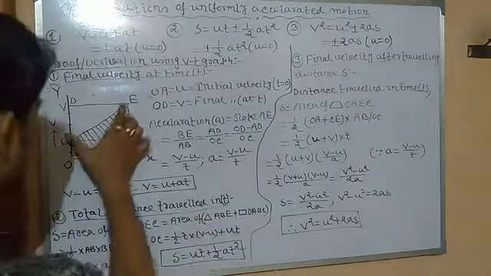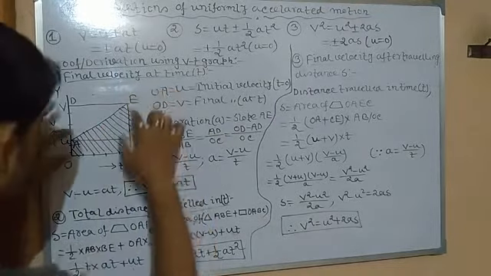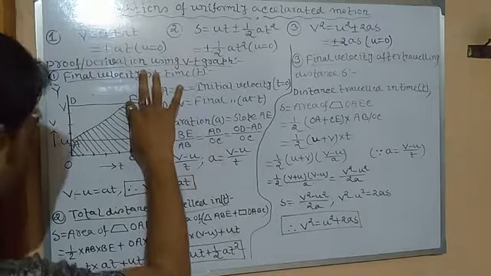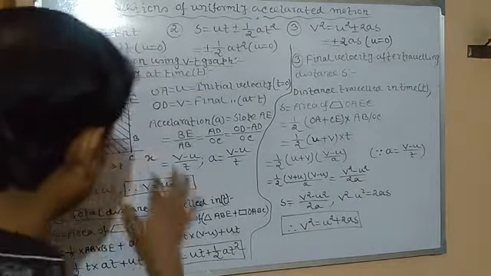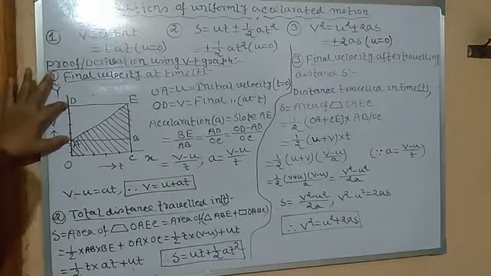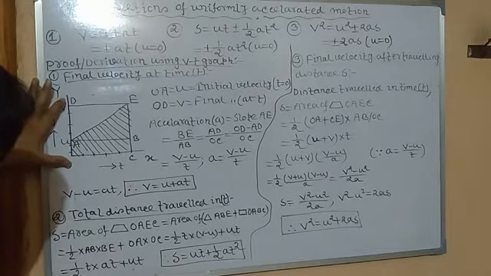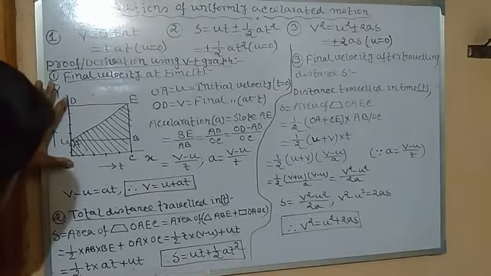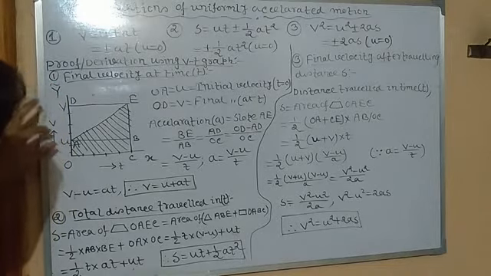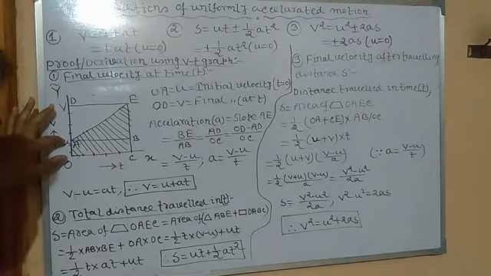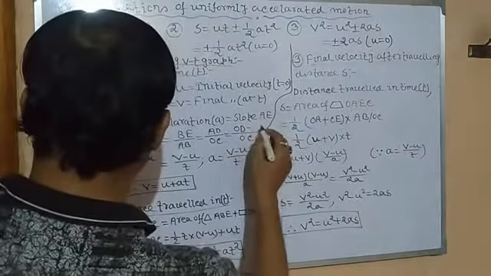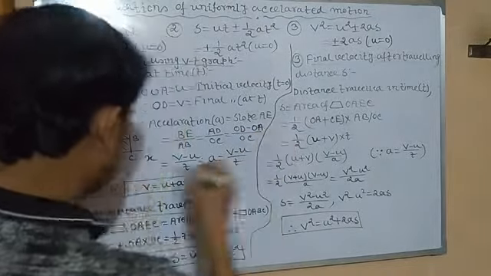Acceleration is the slope of line AE. Slope means tan theta, perpendicular by base, so BE by AB. What is BE? BE is equal to AD. What is AB? AB is equal to OC. What is AD? If we subtract OA from the total straight line OD, that is OD minus OA, obviously it will be AD. Clear?